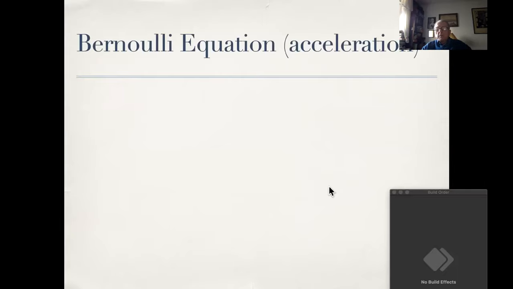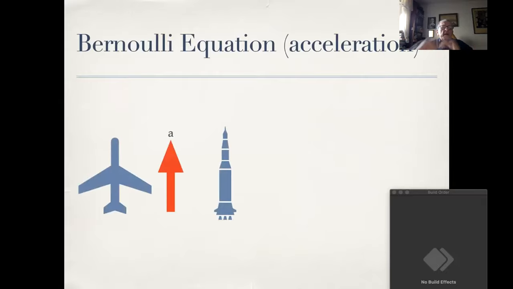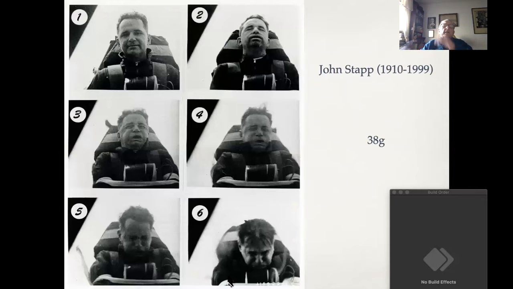But a different application, which I would like to show you and which is basically the same, is what happens when you are sitting in an accelerating upwards plane or a missile or a rocket. If we start with the acceleration, which I labeled as A, this big red arrow, then the Bernoulli equation tells me that I have simply to add the acceleration of the missile or plane to the gravity acceleration G, and that gives the difference between the blood pressure in my brain and my heart in the accelerating object. So that is this drawing or photograph, which shows you the experiment.